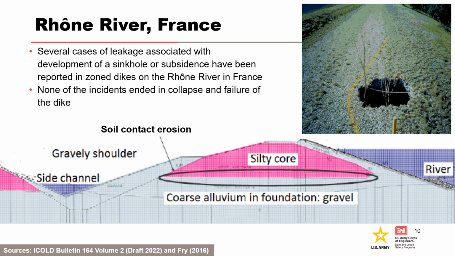Sinkholes are likely due to the migration of fine soils to replenish the eroded material from intermittent soil contact erosion events. Now, none of these incidents ended in collapse and failure of the dike, and diaphragm walls were installed through the embankments into the gravel foundation to reduce flow velocities in the gravel below the critical values at the clay, silt fill, and gravel interface.